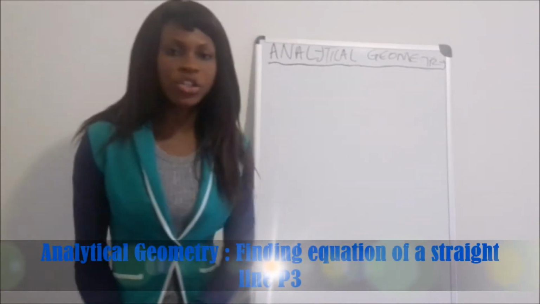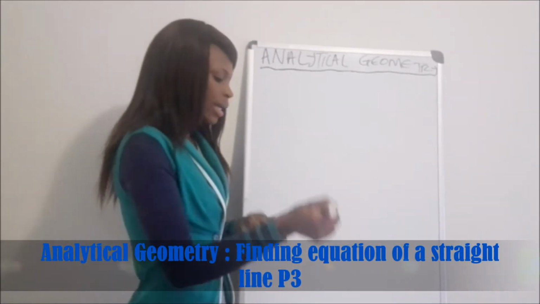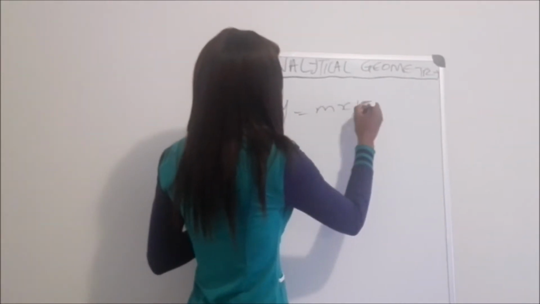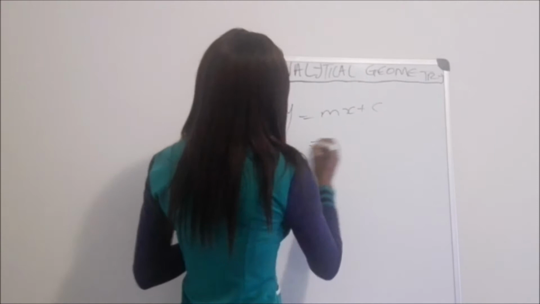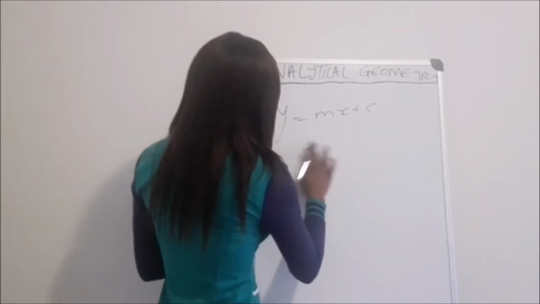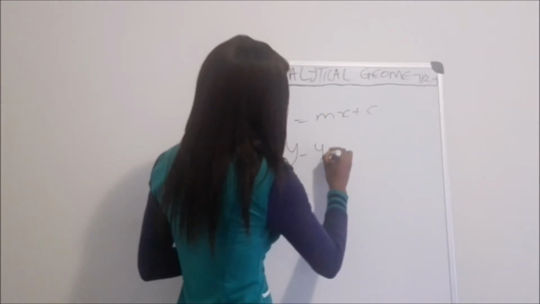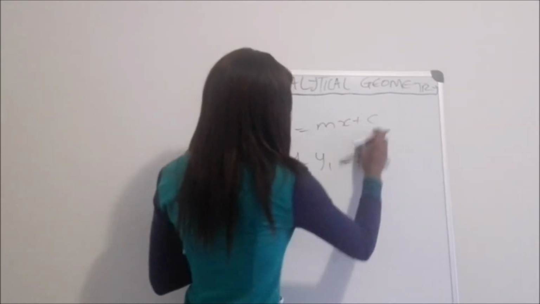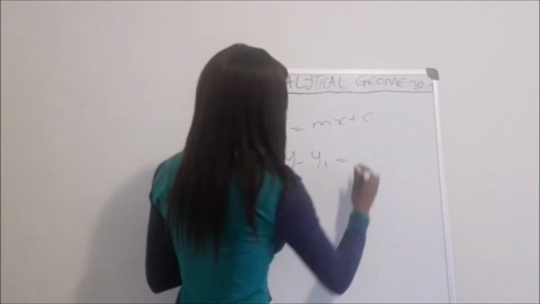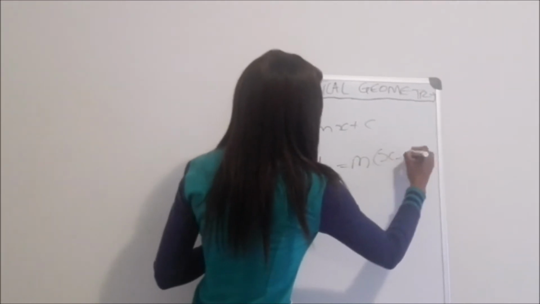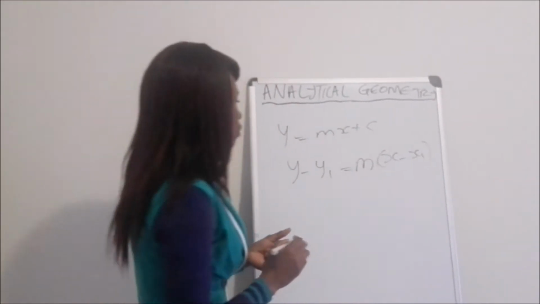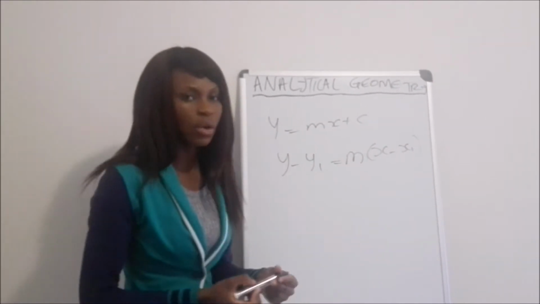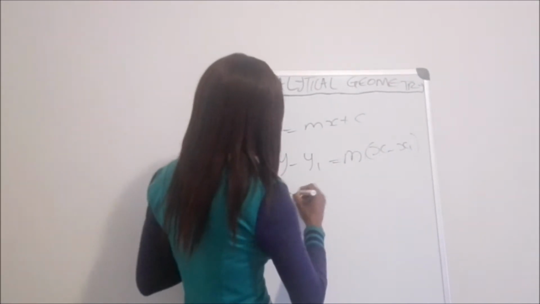In the equation of a straight line, we have a standard equation which is y = mx + c, and another equation which is y - y1 = m(x - x1). From those two equations we can see that both have m, which is our gradient.